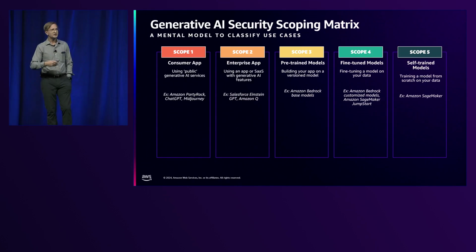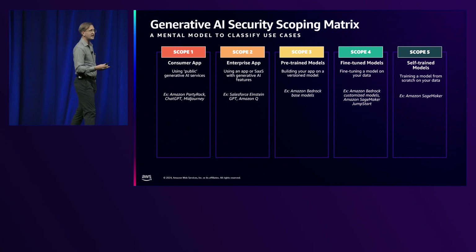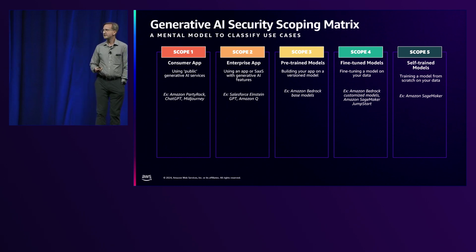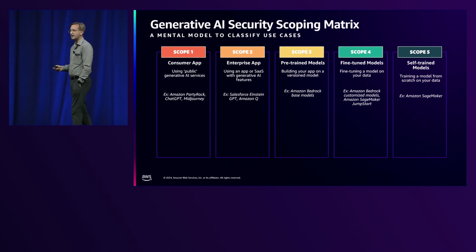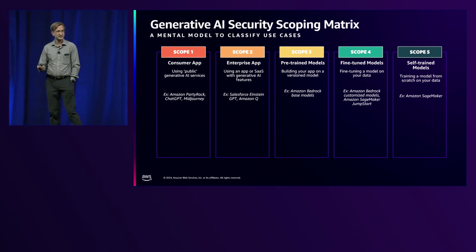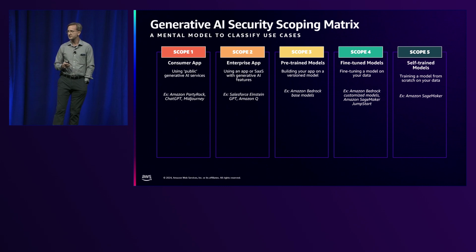But what we do with the scoping matrix is when we talk to customers about their requirements for security and a generative AI implementation, our first question to them is, what is your use case? And how are you going to interface with that generative AI application or service? So we classify those into these 5 different scopes.